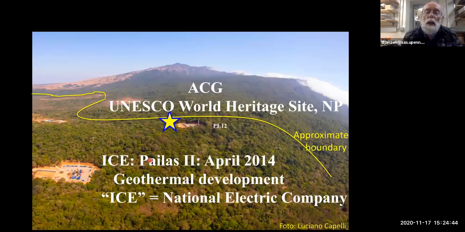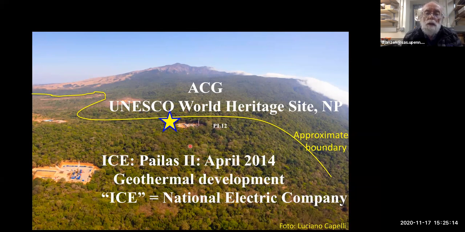So now we're looking right at the site itself. So here's the ACG up here. This is the formal conserved UNESCO World Heritage Site, National Park and all of that. The boundary is this yellow line. And this is private land outside, which the government owns and bought for a geothermal project. So here, the government owns it for conservation. Here, it owns it for economic development.